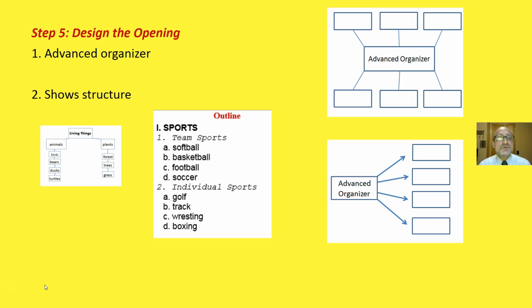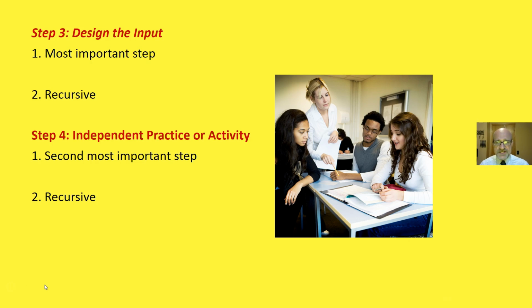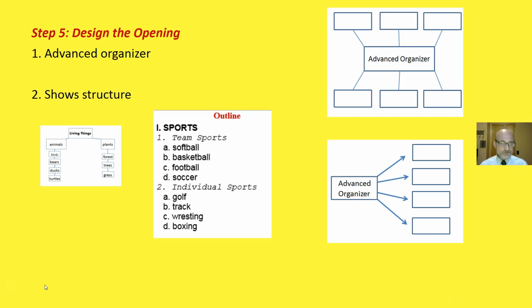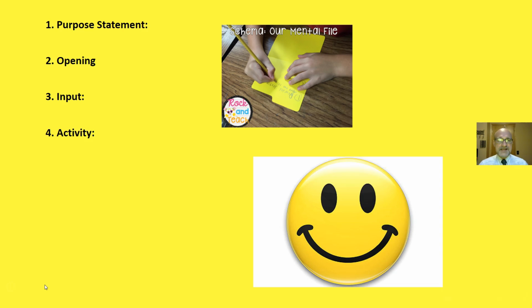The opening, you want to use some sort of advanced organizer that shows students the structure of what is to be learned. And I recommend having a graphic advanced organizer. A verbal advanced organizer would simply be to say, boys and girls, we are going to learn about 2 types of sports today, team sports and individual sports. Or I could show them the actual graphic organizer used as an advanced organizer. But that is done after I've done all this, because now I know exactly what I'm teaching and where I'm going. I do not do that first, I do that last.